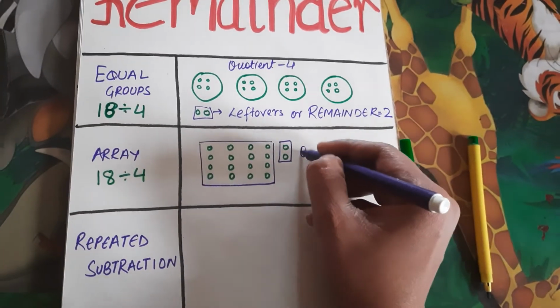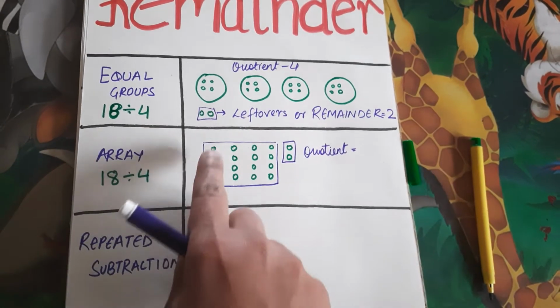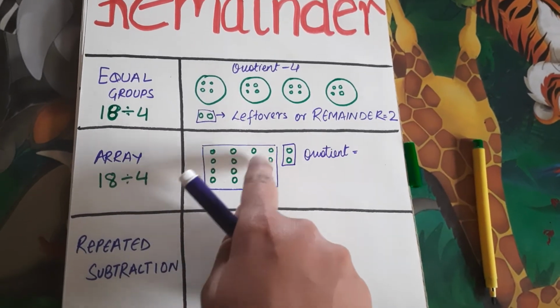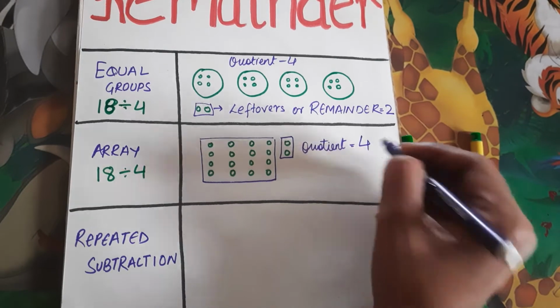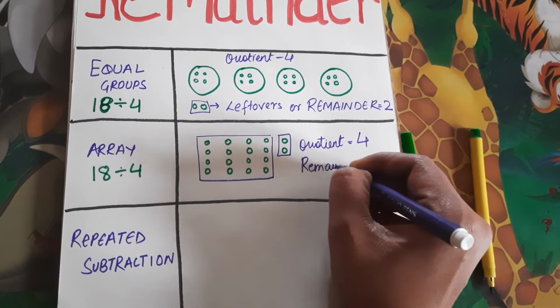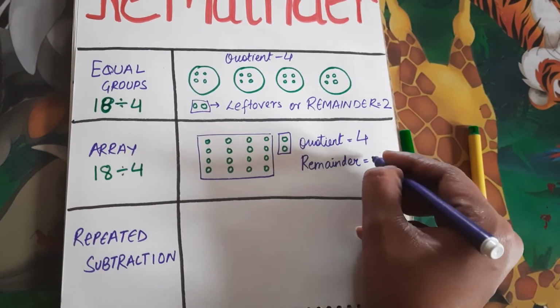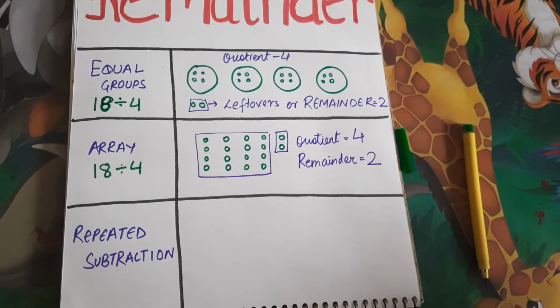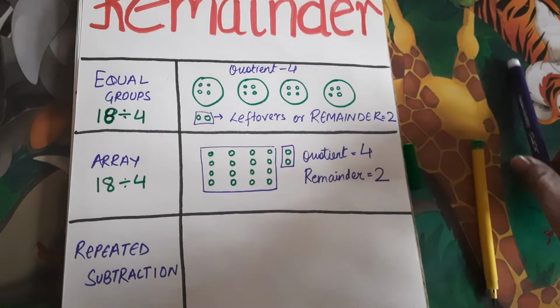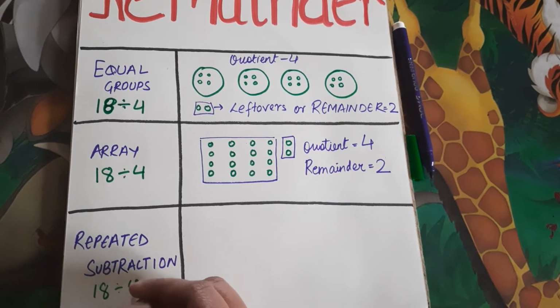So what will be my quotient? I will count the number of columns. Here it is 1, 2, 3, 4. So 4 is my quotient and I am left with 2 beads alone. So that leftover is known as remainder. So it means my remainder is 2. Now let me show you in repeated subtraction how we get the remainder.